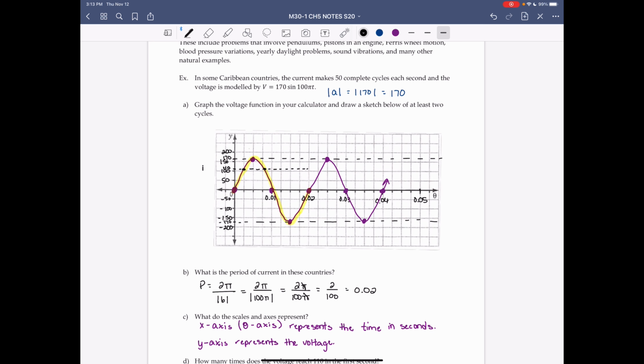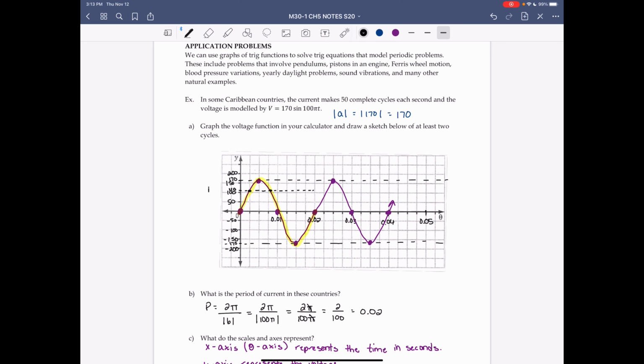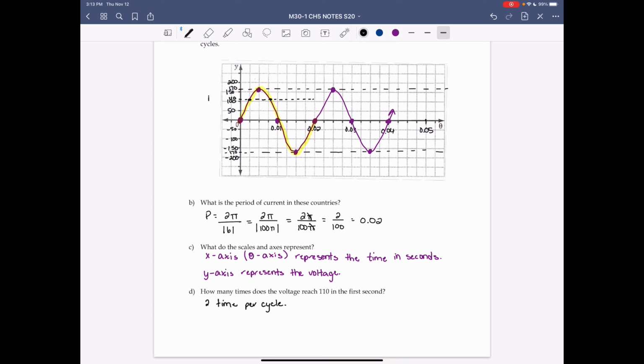The question tells us that the current makes 50 complete cycles each second. So if it's 2 times per cycle and there's 50 cycles per second, we would multiply those two numbers together. Which gives us 100 times that the voltage will reach 110 in the first second.